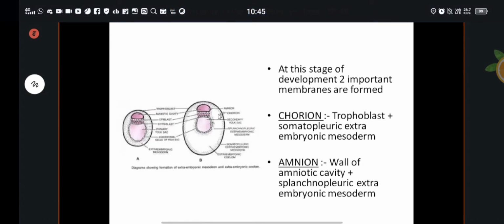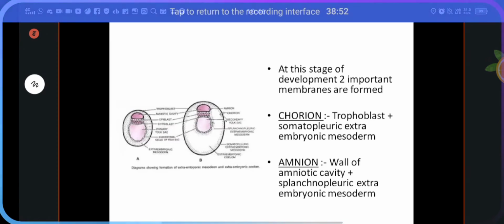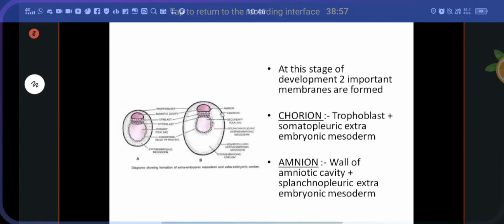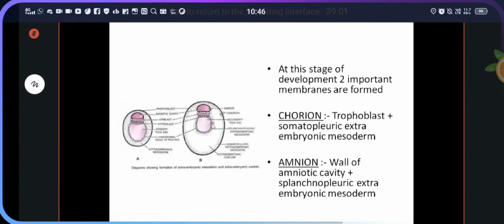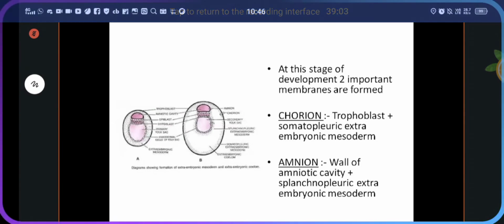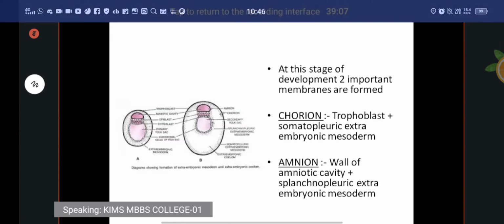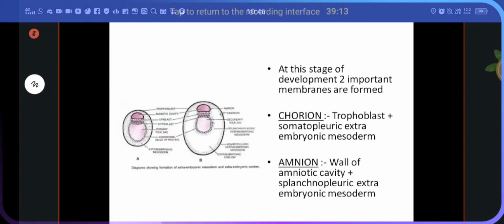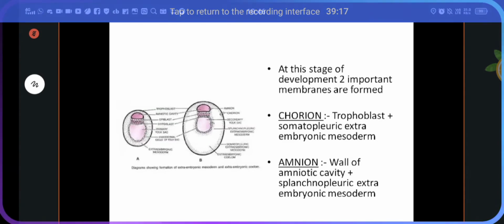Again, I am saying chorion is the outer layer which is formed by the trophoblast cells and this parietal or somatopleuric extra embryonic mesoderm. Whereas amnion is formed by the wall of the amniotic cavity plus visceral or splanchnopleuric extra embryonic mesoderm. So, at this stage, we see two layers or two membranes which are formed. One is chorion and another is amnion.